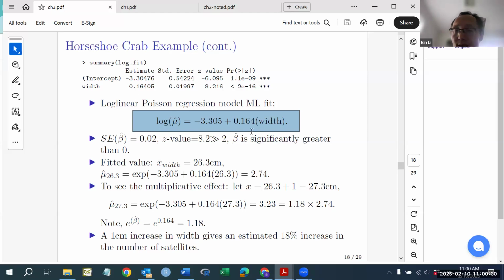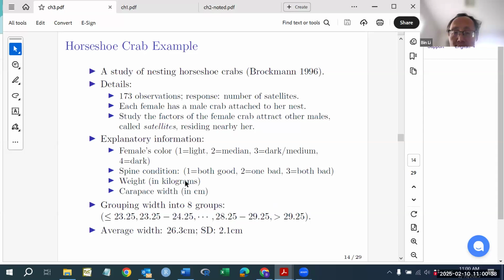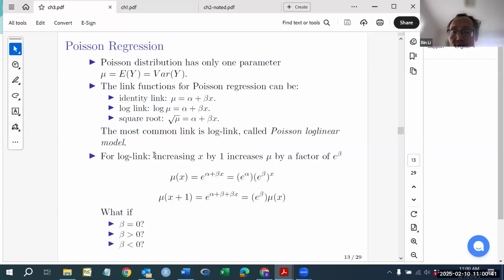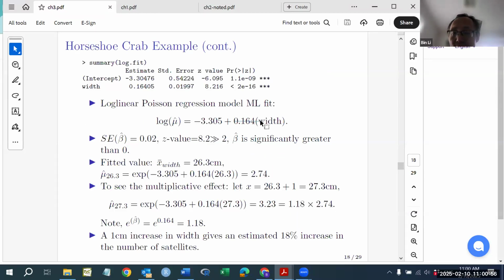And how do we interpret it? Okay, so here, remember the way we interpret the log linear model is by 1 unit increase in x, the mu will increase by a factor of what? Exponential to the power of beta, exponential beta, right? So here, the beta is 0.164. Is that right? So that means the exponential of 0.164 is what?